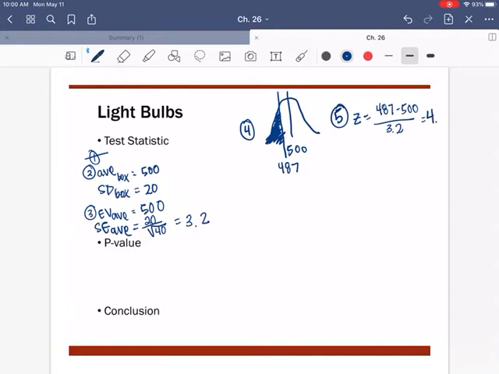So 13 divided by 3.2, that's going to be fairly large. 4.1 standard errors away. So if we do shade norm, that should be negative: negative 10, negative 4.1, 0, 1. When you type that in, you're going to get approximately 0% because 4 standard errors is so far away from the expected. So 0% is less than 5%.